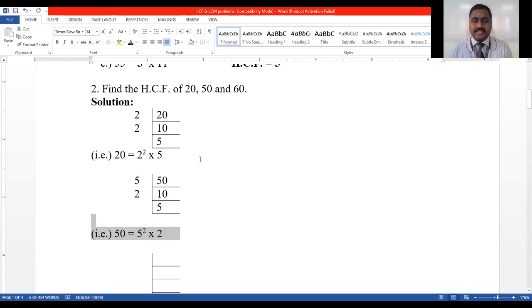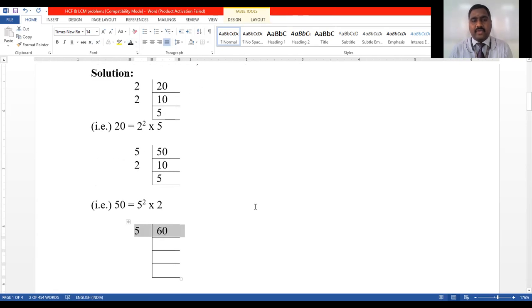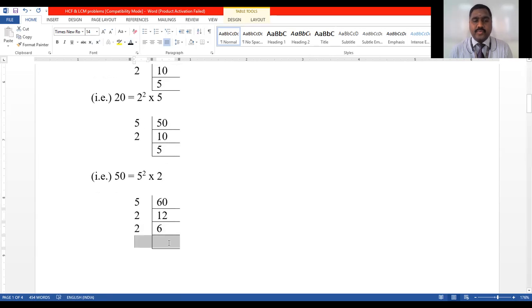What is the third value? 60. So if you want to divide 60 by 2 or 5, you can do it. So I have taken 5 here. If you divide by 5, you will get 12. And again, if you divide 12 by 2, you will get 6. Again, if you divide 6 by 2, you will get 3. Finally, if you divide 3 by 3, you will get 1, so you can stop there.